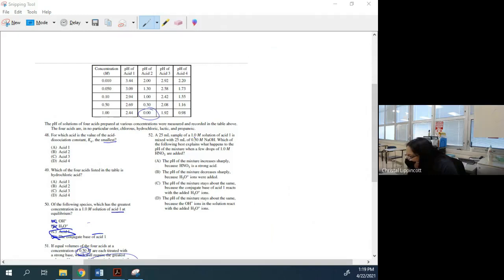Okay, we get a 25 mL sample of 1 molar acid mixed with 25 mL of this guy. Which of the following best explains what happens when we drop in some HNO3? So let's see. If we've got our HA reacting with the OH from here, it's going to form water and A minus. This OH goes in with the H here and leaves the A minus behind.